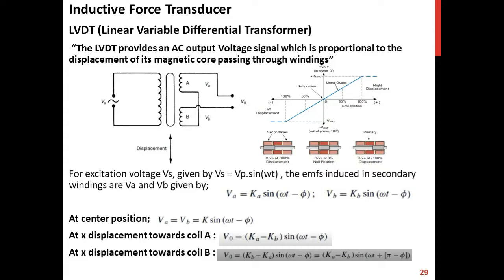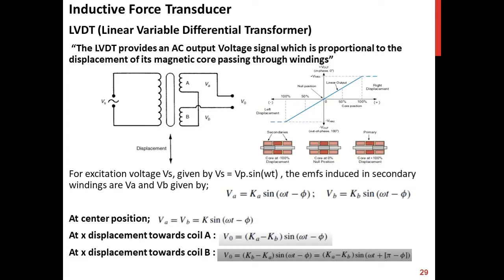In the other case, when the core moves towards coil A, or in the graph, it moves toward the positive side of the x-axis, then the output voltage is (KA minus KB) times sine(omega t minus phi), which indicates the dominance of the voltage induced at coil A compared to coil B. And when the core moves towards coil B, as in the graph, in the negative direction of the x-axis, the voltage induced is more in coil B as compared to coil A, as given by this relation.